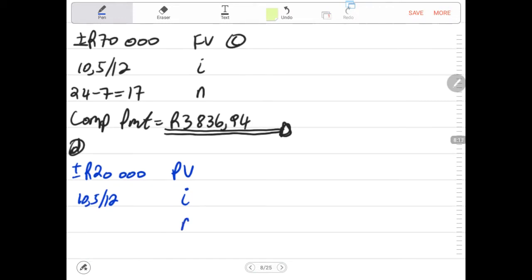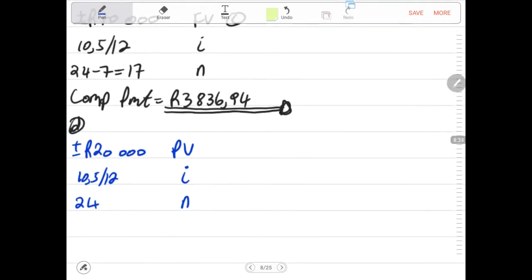Then we say our N will be 24, because this is an initial deposit, meaning the beginning of the period before the end of month 1. Before the end of the month, they immediately deposited the 20,000 rands at the beginning of month 1. So it will earn interest from month 1 up until month 24, for all 24 months. So now we need to know how much will be in the account in the future from the 20,000 of the initial deposit.